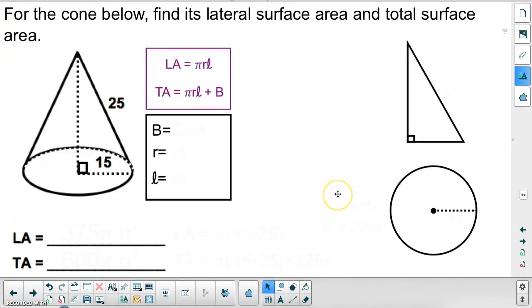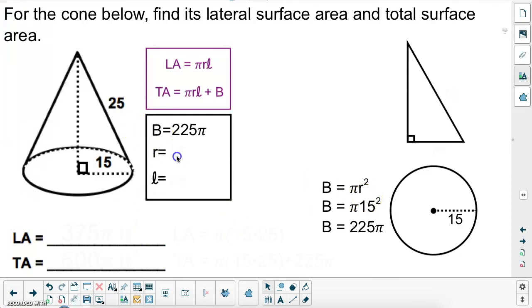For this cone, we're going to find its lateral area and total area. So we need to find big B, our radius, and our slant height. Notice we're given the 15, that's from the center to the edge of the circle. That's going to be our radius. So we know we can find big B by doing pi r squared. Pi times our radius squared will be pi times 15 squared, which would be 225 pi square units.